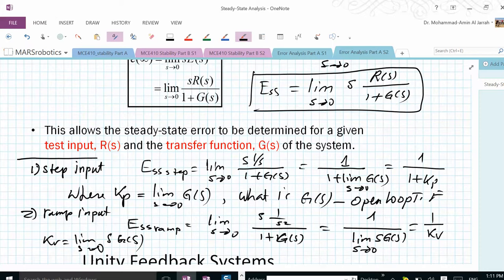The plant should have two poles at the origin, or the controller should. If the system has one pole, the controller should provide another pole, or if the system does not have any pole at the origin, the controller should have two poles at the origin.